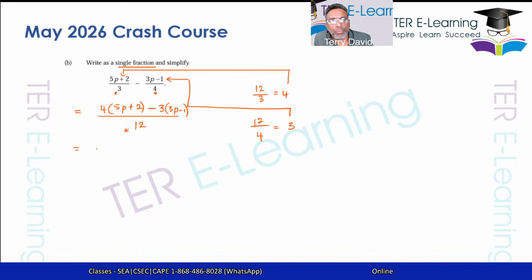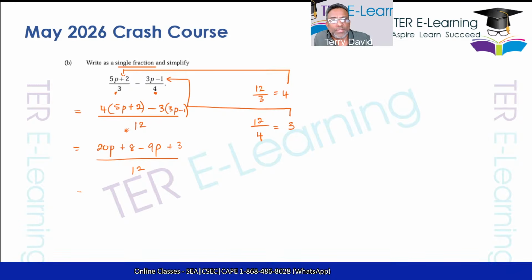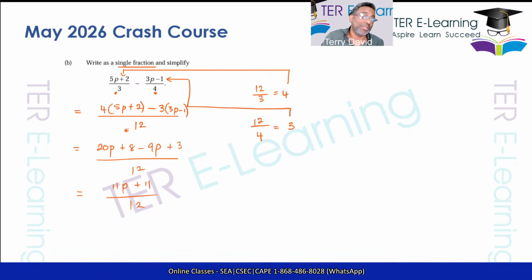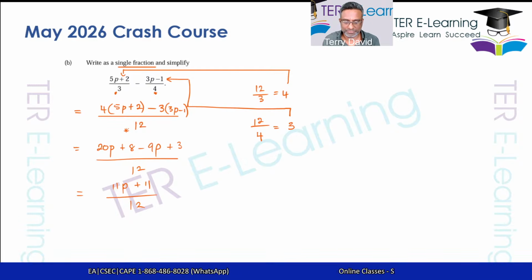Okay? Now, we need to remove the brackets on top. So you have to take the 4 and multiply by 5p plus 2. So 4 by 5 is 20. So that's 20p plus 8. Then we're going to have minus 3 by 3p, which is minus 9p. And then minus 3 by minus 3 will give us plus 3 here. Okay? And all of this is over 12. So 20p minus 9p is going to give us 11p. And then 8 plus 3, you're going to get 11. And all of that is going to be over 12. So this is a kind of question here that you kind of have to be careful with.